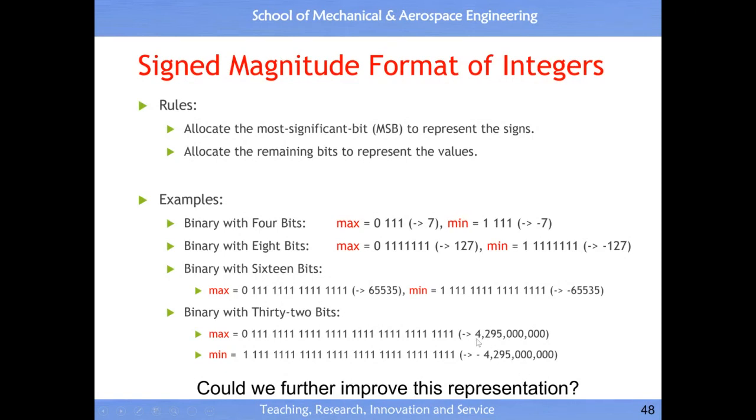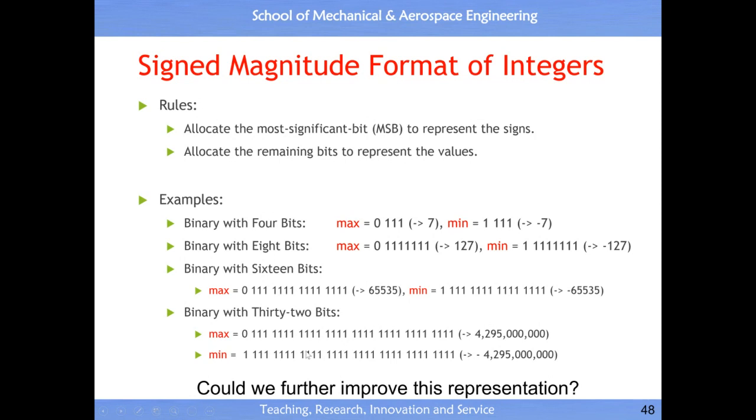So it's 4,295 million. If you have a number that goes beyond that, then we do not know how to represent it. So this is the issue. Later on, we'll come back to the solution which allows us to solve this issue. This appears to be a very simple method, but researchers want to continue to improve this representation.